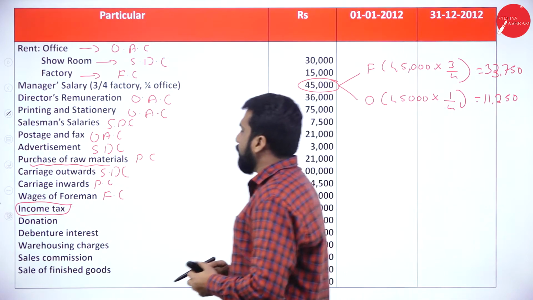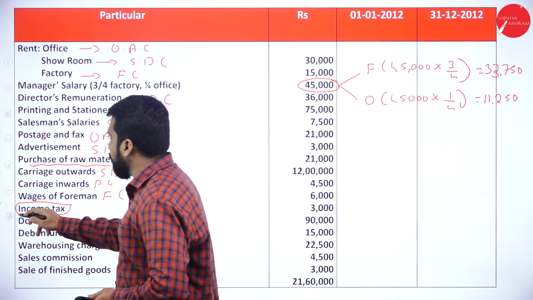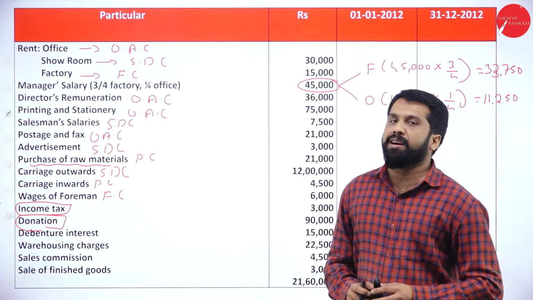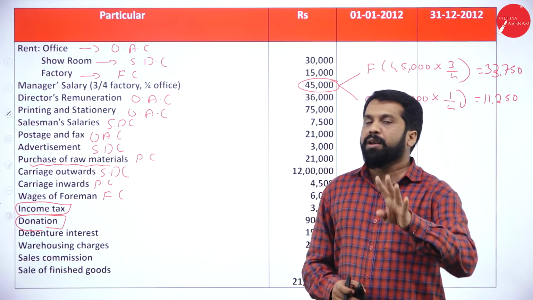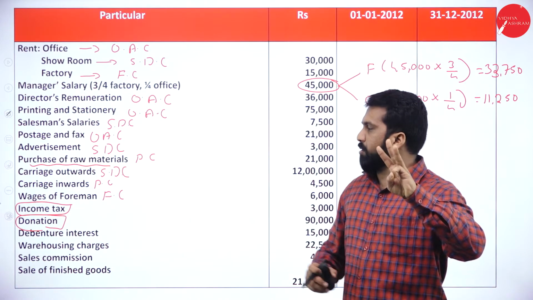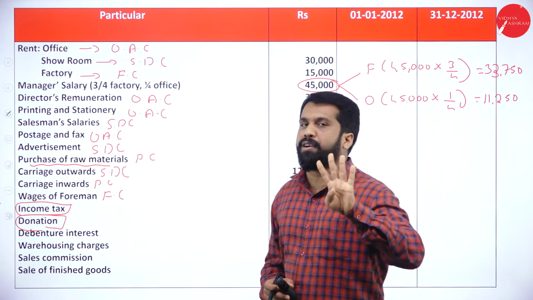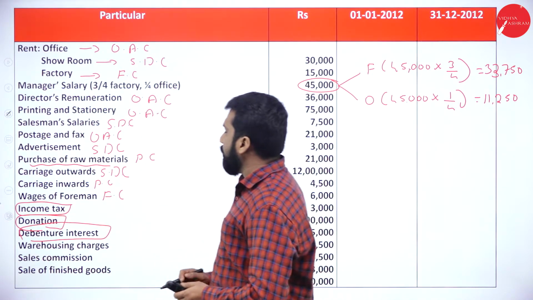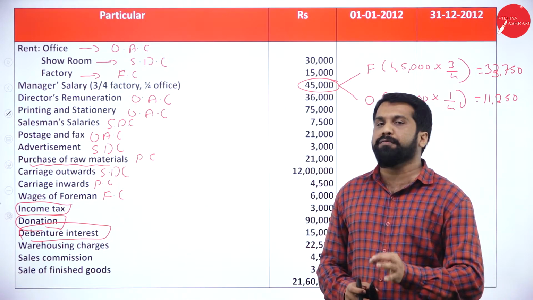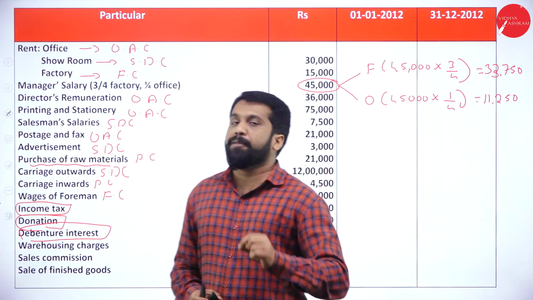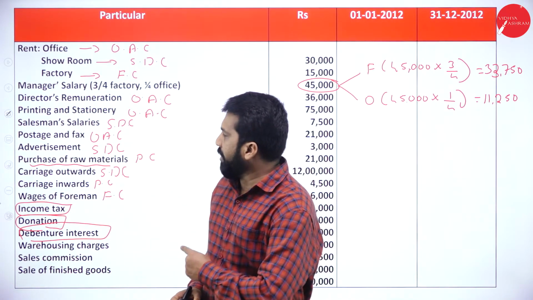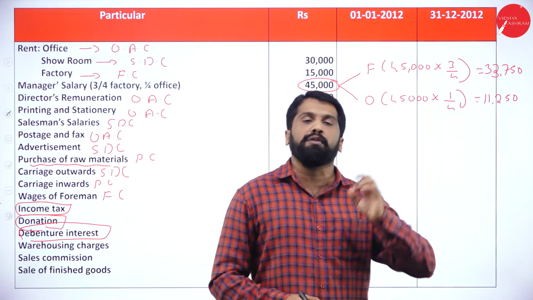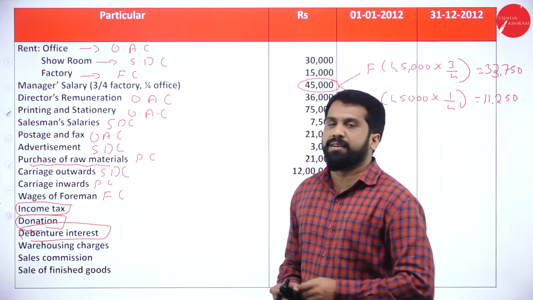Now, donations. Is there any connection between donation and your cost sheet? The answer is no. Donation is not part of your cost sheet. Remember, whatever three things I told you, add this one also. Donation is also not part of your cost sheet. Then, debenture interest, as I told you earlier, is not part of your cost sheet. These are all financial items. What we are doing is cost-related items. All the financial items will come under the profit and loss account. They will not come under your cost sheet.